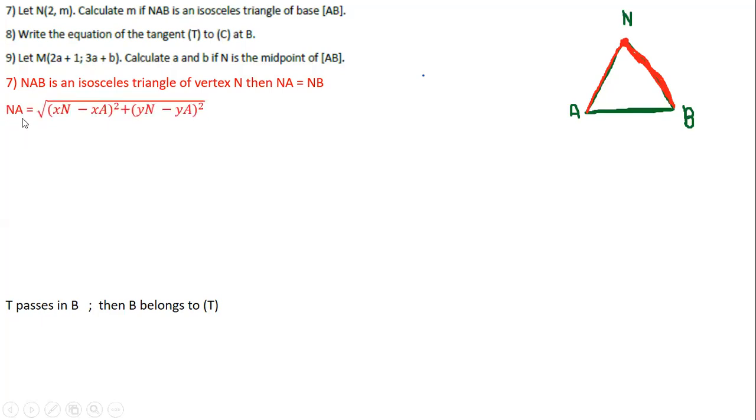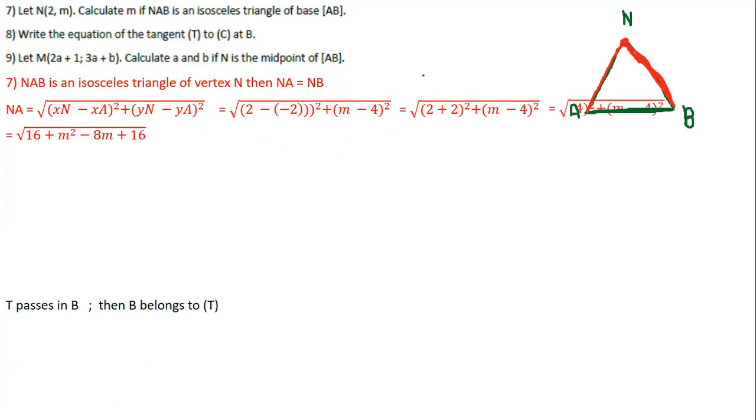Okay, so to calculate NA, we replace the coordinates. NA looks like this: NA is radical of m squared minus 8m plus 32.